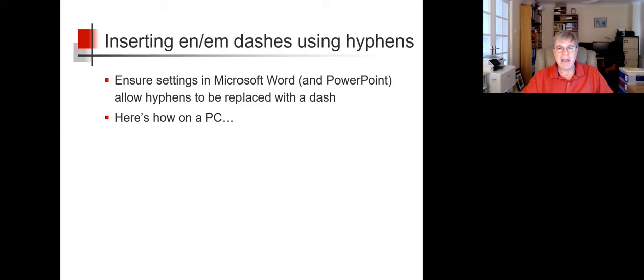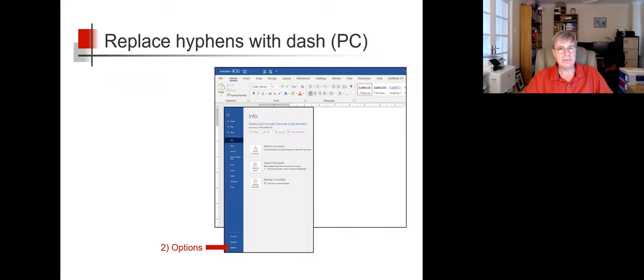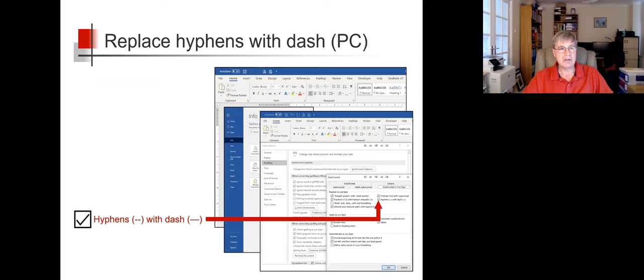To insert an N and M dash using hyphens, ensure your settings in Microsoft Word and PowerPoint and Excel allow hyphens to be replaced with a dash. Here's how on a PC. In Word, select File, Options, Proofing, Autocorrect Options, and select the Auto Format as you type Tab, and check the box Hyphens with dash.